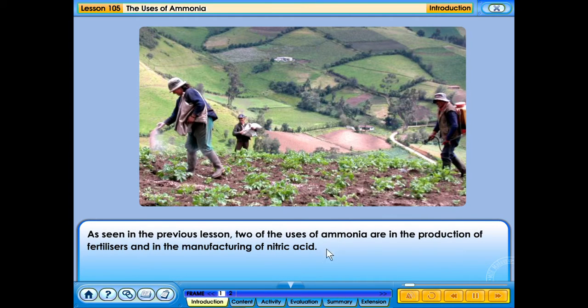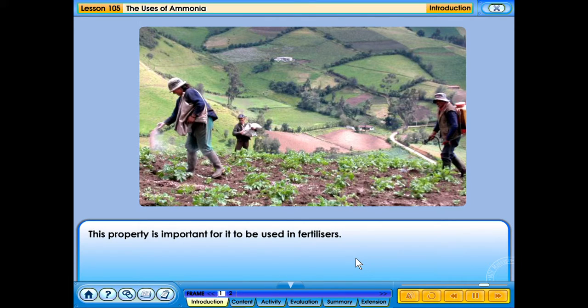As seen in the previous lesson, two of the uses of ammonia are in the production of fertilizers and in the manufacturing of nitric acid. Ammonium salts are very soluble in water. This property is important for it to be used in fertilizers.